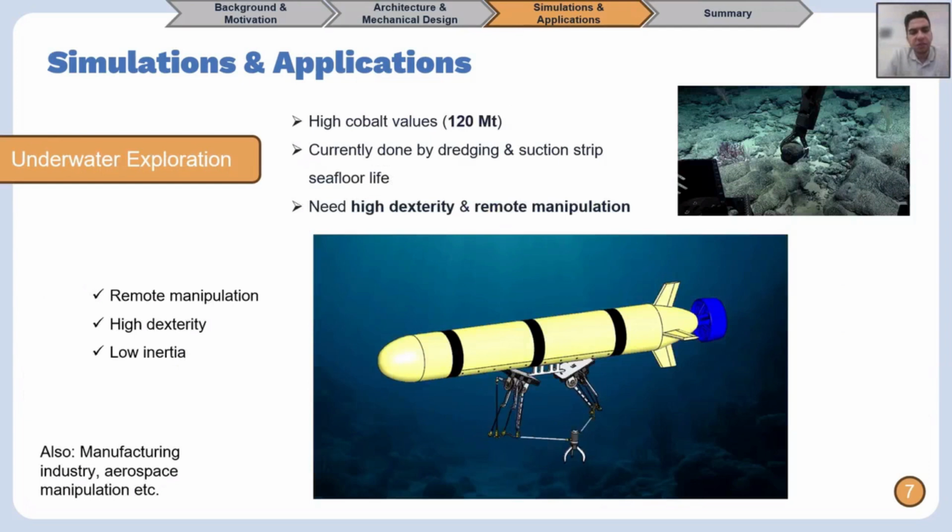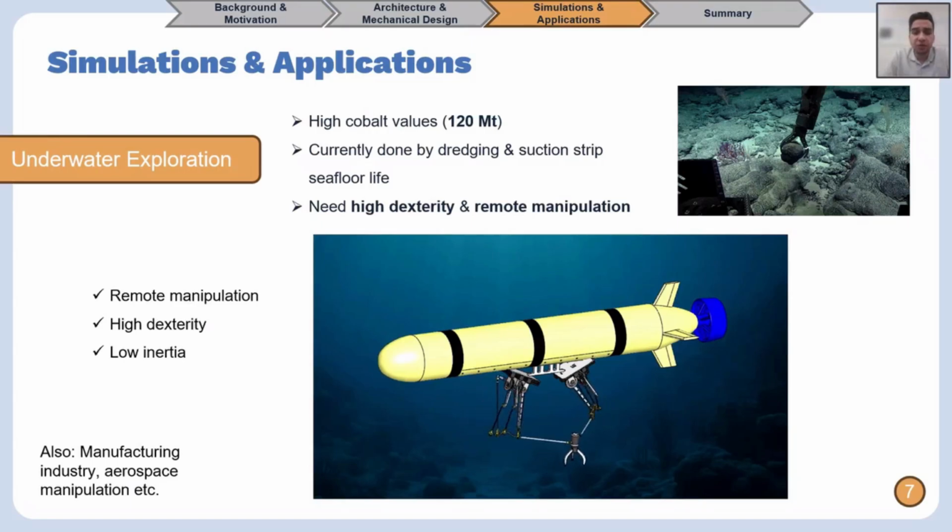As for the application, we believe underwater exploration is a field that this robot could be used for. This is an emerging field, and it has high cobalt values that are used in lithium battery production, for example, which is very important for the energy sector. The way that this exploration is currently done is by dredging and suctioning the materials that destroys the life at the seafloor. There are some robotic solutions being used, for example, using serial robots, as you can see in the image, which are not effective, since serial robots have high inertia and the motors are exposed to high pressures of water, and there are potential collisions with rocks.